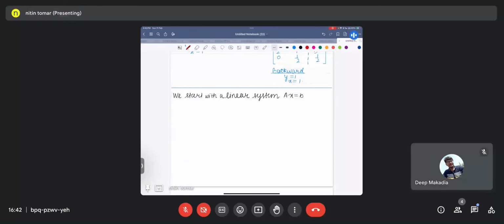Yeah, so this is my system Ax equal to b. What is our aim? Our aim is to impose row operations in order to solve it. What is our aim? Aim is to find x that satisfies Ax equal to b. That is our aim.